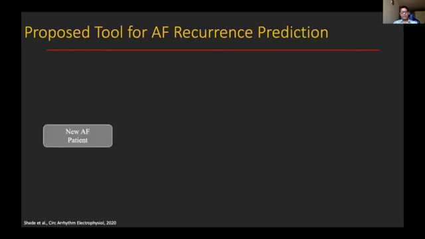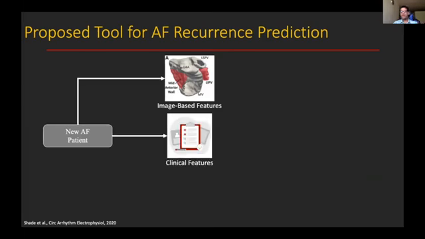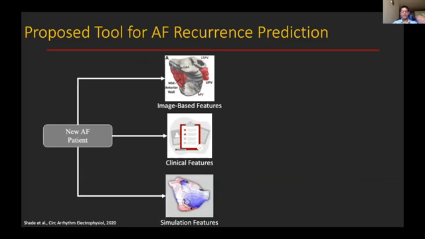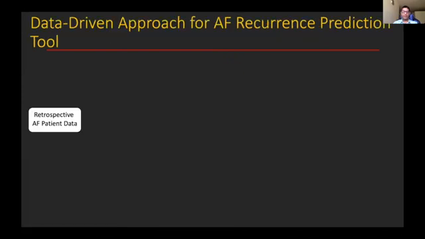The idea is, if we have some sort of a tool ready, when a new patient with AF comes in, we can extract the image-based features from the clinical imaging data. We have the clinical features that are the clinically documented features for the patient. And we have the simulation features that we run, and then use some sort of a classification model that can tell us whether this patient will recur or not in terms of AF after the PVI.